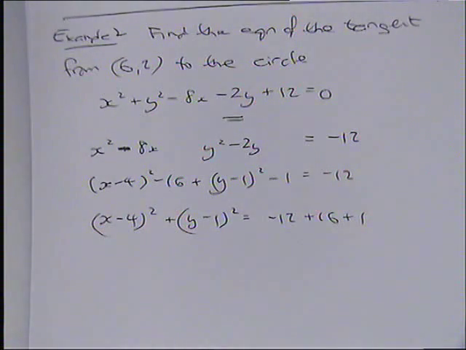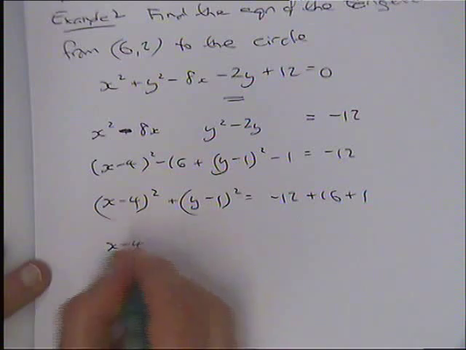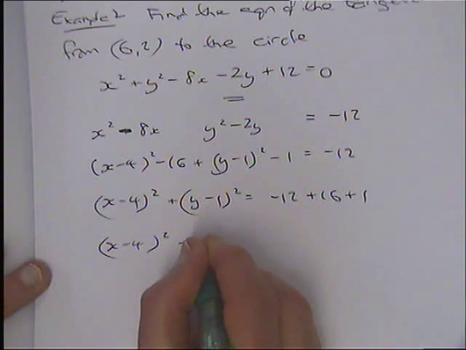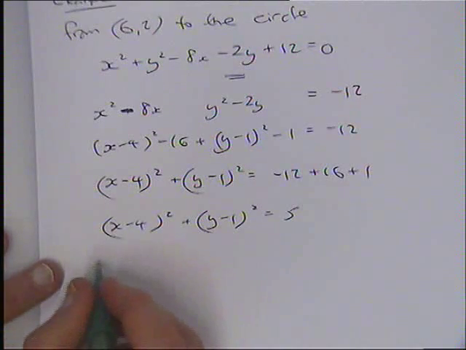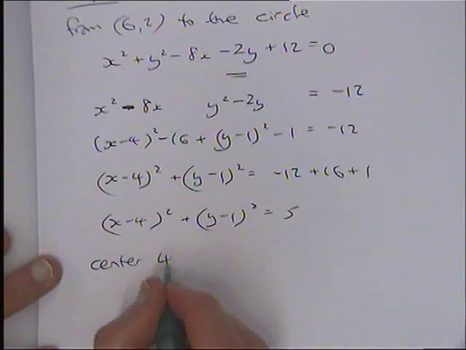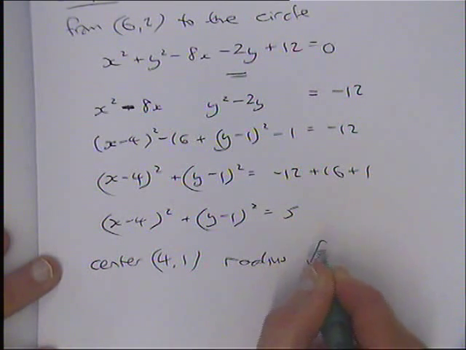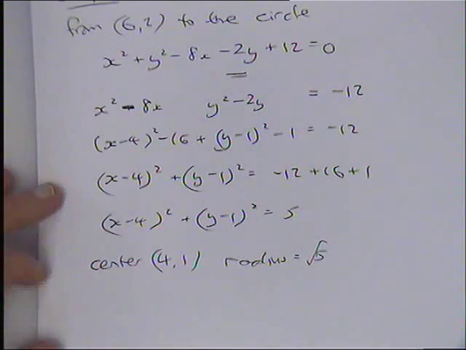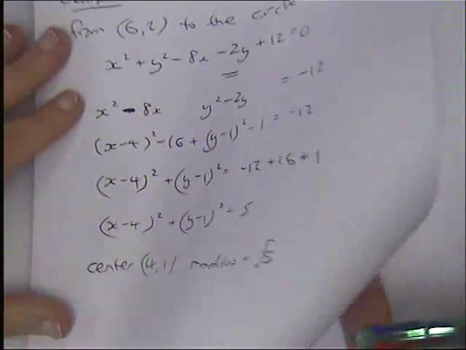Is anybody ahead of me? What number does that work out to be on the right? 5, yeah. So what do we know then about that circle? We know its centre is 4, 1, and its radius is root 5. Okay, there we go, that's helpful. Now, if we're going to do the drawing, I'm going to run out of space on the bottom of that bit of paper.